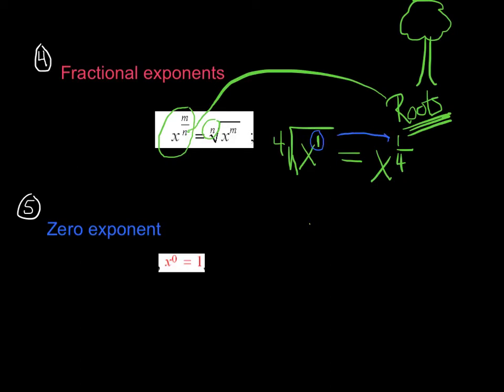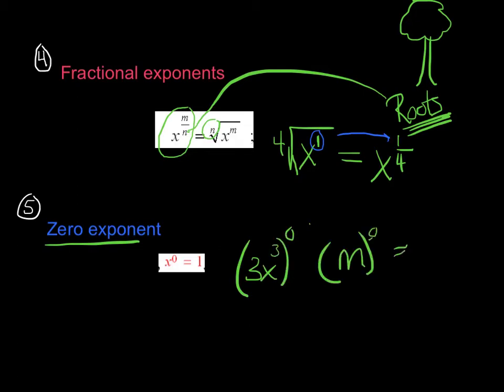Next rule, my 0 exponent rule. Anybody raised to the 0 is a 1. It doesn't matter if it's 3x cubed to the 0 or m to the 0. Every answer there should be 1.